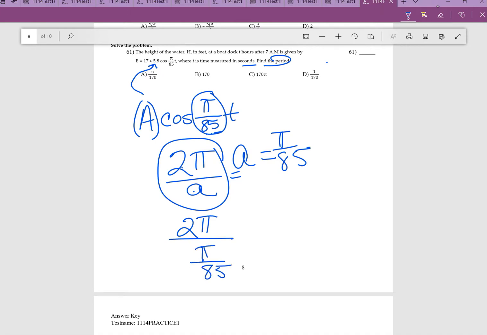85, and we use a little bit of basic math, which is keep, change, flip. So 2 pi over 1 times 85 over pi. These will cancel, leaving you your final answer of 170. So all you need to do is remember the formula that I'm, again, bringing to your attention. And I think, if you were paying attention, this would have been obvious to you.